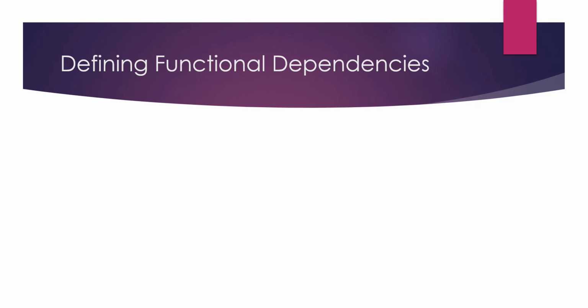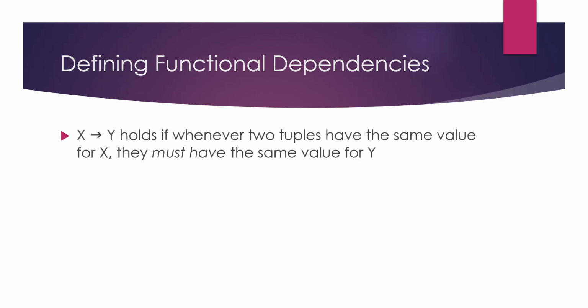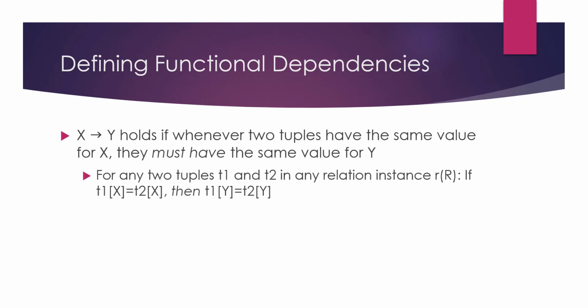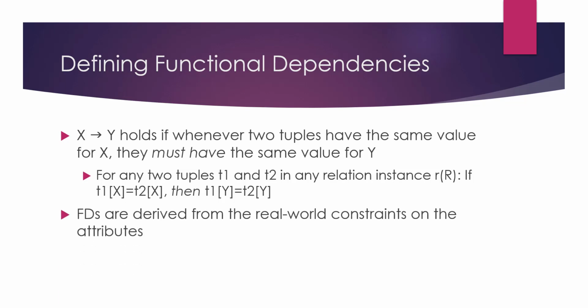If we say that X determines Y, that means whenever we have two tuples with the same value of the attribute X, they must have the same value for their attribute Y. So if we have two tuples, tuple 1 and tuple 2, in a relation instance, if the value of X in tuple 1 is equal to the value of X in tuple 2, the value of Y in tuple 1 will be equal to the value of Y in tuple 2.